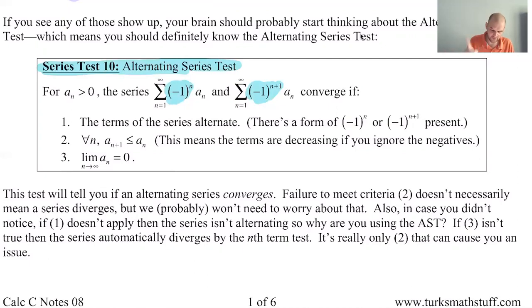It converges if the terms alternate, which means it's an alternating series. It's the alternating series test. They better alternate. Then number 2 is the tricky one. If for all n, a sub n plus 1 is less than or equal to a sub n, it just means that the terms decrease in magnitude. So the absolute values of the terms, if you get confused, decrease in magnitude. And then the third thing is that the limit has to be 0. So those 3 things need to be true: alternates, decreases in magnitude, limit is 0. If those 3 things are true, the series converges.